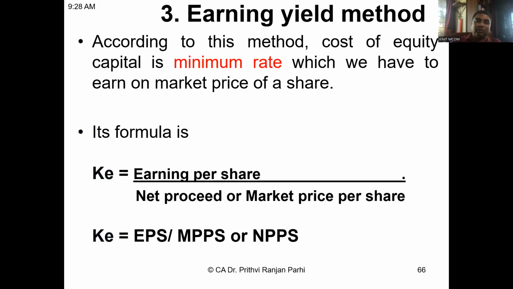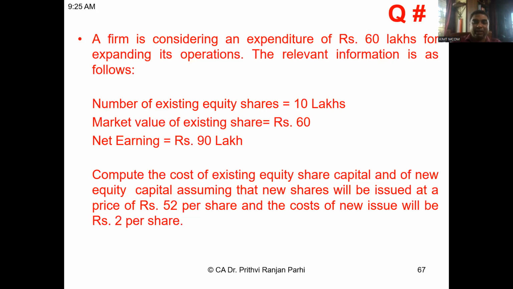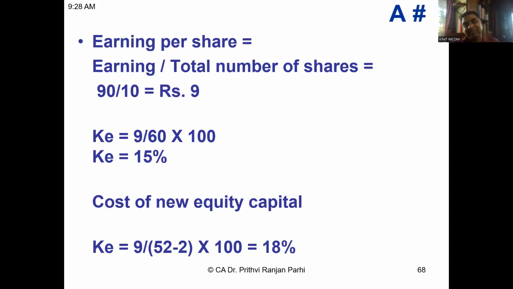That is net proceeds per share. What is net proceeds? If new issue will be there, the issue price will be 52, but there will be a cost of 2 rupees. So net proceed is how much? 52 minus 2, 50 rupees. So KE is equal to 9, that is earning per share, divided by 52 minus 2 into 100, which is equal to 18%.